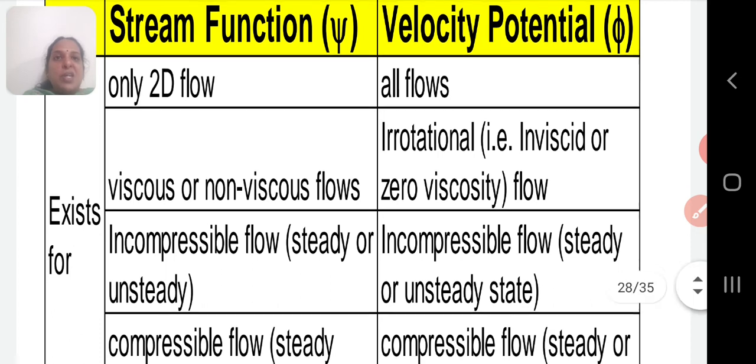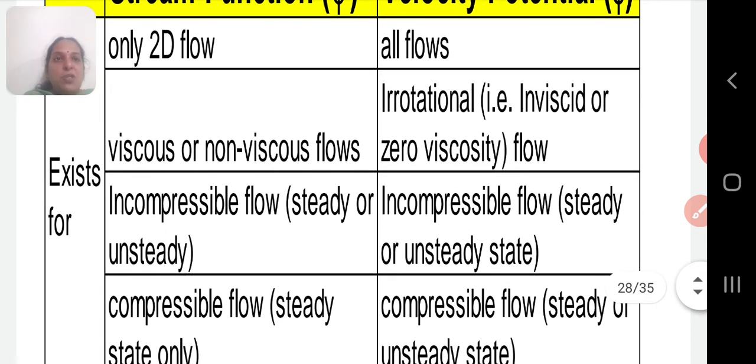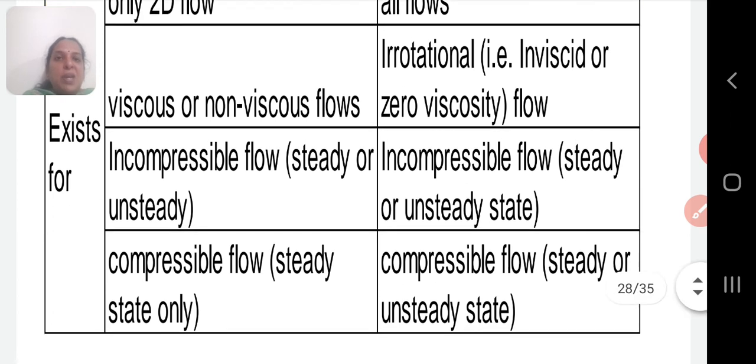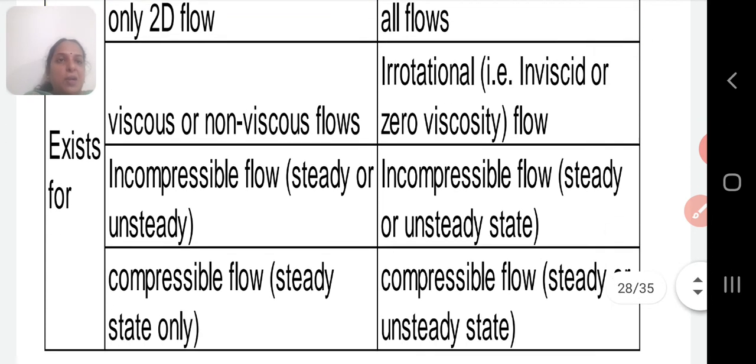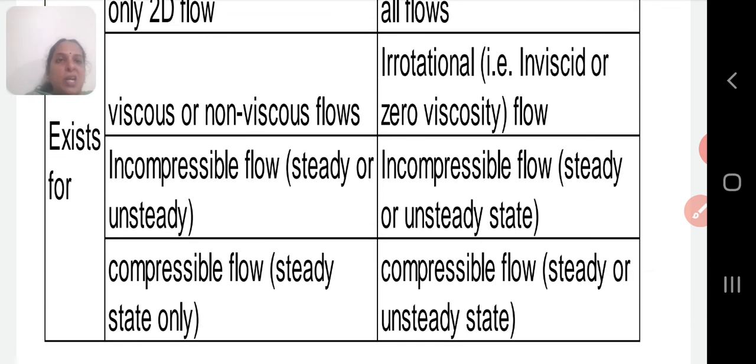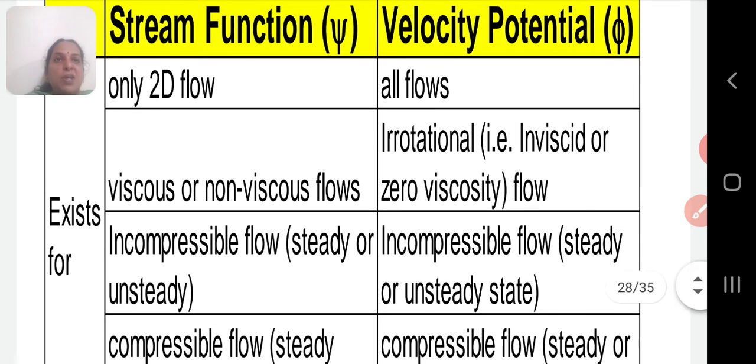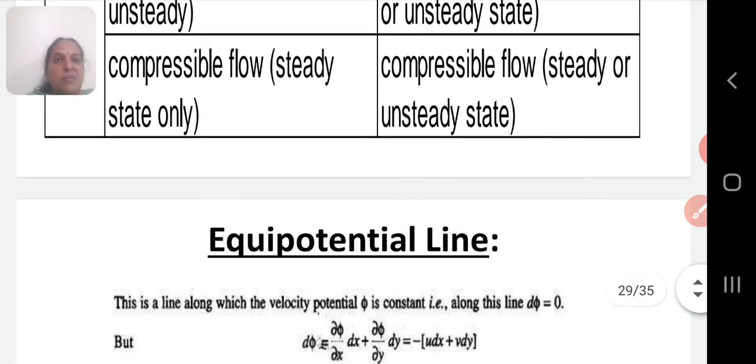And the stream function exists for incompressible flow, both steady and unsteady state. Similarly, velocity potential function is also given for incompressible flow, both unsteady and steady state. And stream function will be given for compressible flow, steady state only. But velocity potential function will be given for compressible flow, both steady or unsteady state. So this is the difference between the stream function and the velocity potential function.